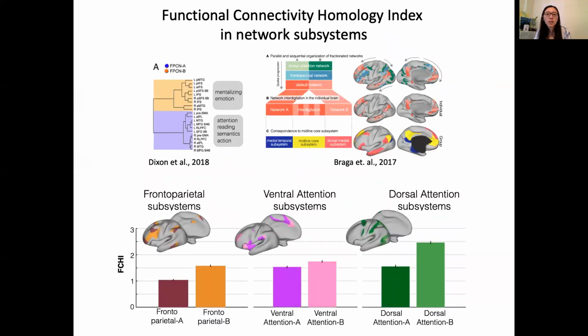For the subsystems in the frontoparietal and attention networks, the functional homology also shows a hierarchy. For example, frontoparietal subnetwork A, which is more relevant to mentalizing and emotion in the literature, shows a low homology index here. And attention subnetwork A, which is highly connected to the hippocampus compared to network B in the literature, also shows a low homology index here.